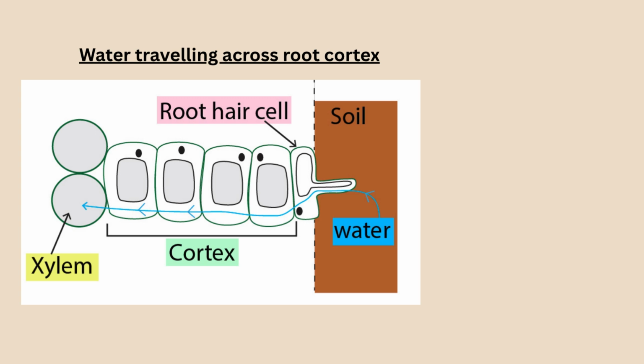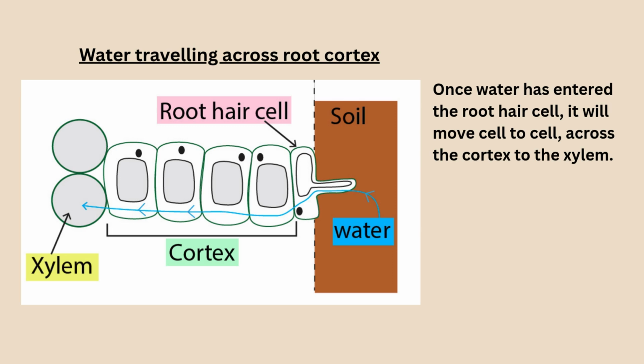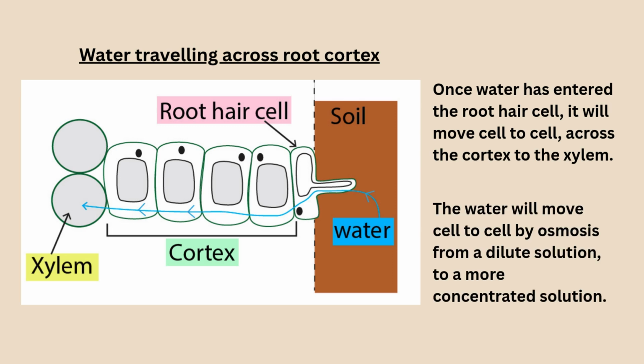Water travelling across the root cortex. Once the water has entered the root hair cell, it will move cell to cell across the cortex to the xylem. The water will move cell to cell by osmosis from a dilute solution to a more concentrated solution.